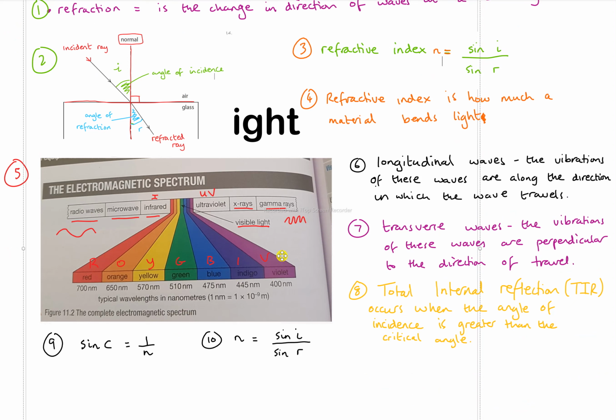So these are the main things. Then you've got the electromagnetic spectrum. It consists of radio waves all the way down to gamma rays: radio waves, microwaves, infrared, visible light, which breaks down into ROYGBIV, ultraviolet, X-rays, gamma rays. Radio waves have a long wavelength, gamma rays have a short wavelength.